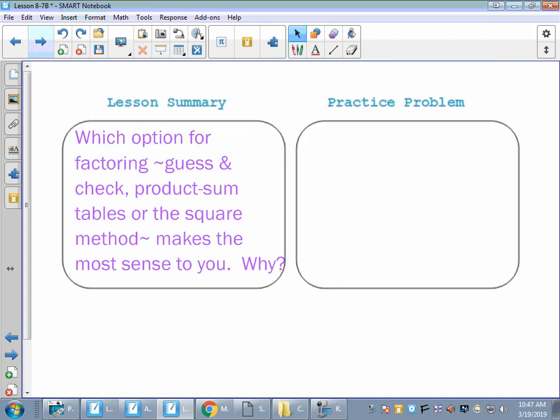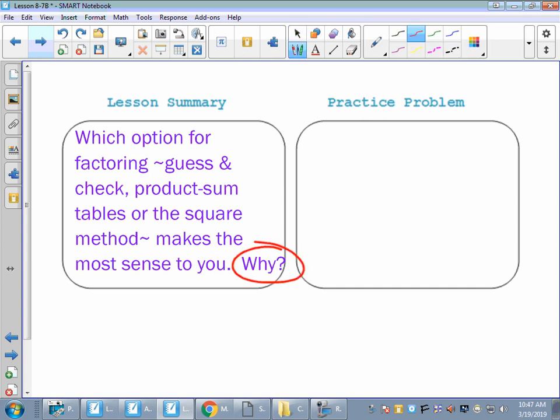So with the lesson summary, which option for factoring? You got 3 of them. Guess and check, product sum tables, or the square method makes the most sense to you. And then tell me why, too. Give me a why. Don't just pick one and say it. I mean, what do you like?